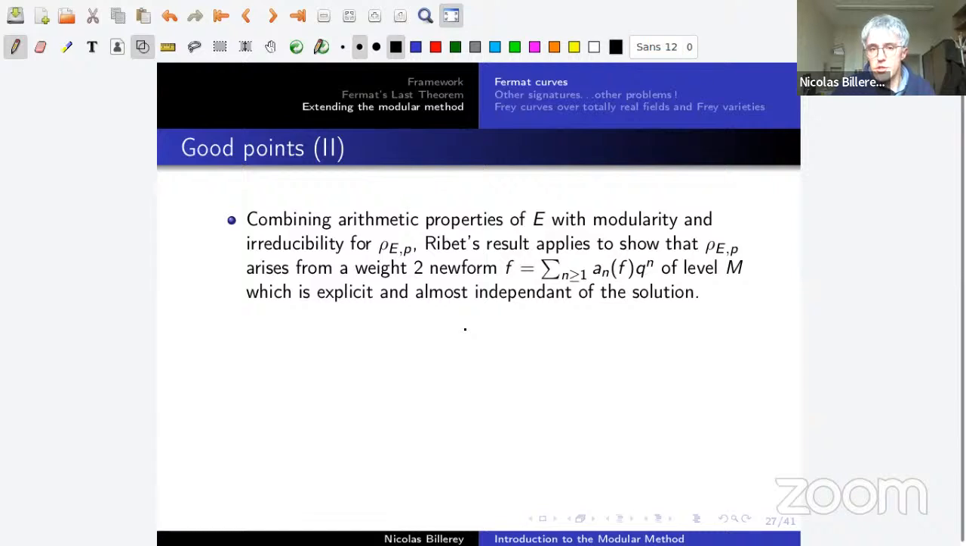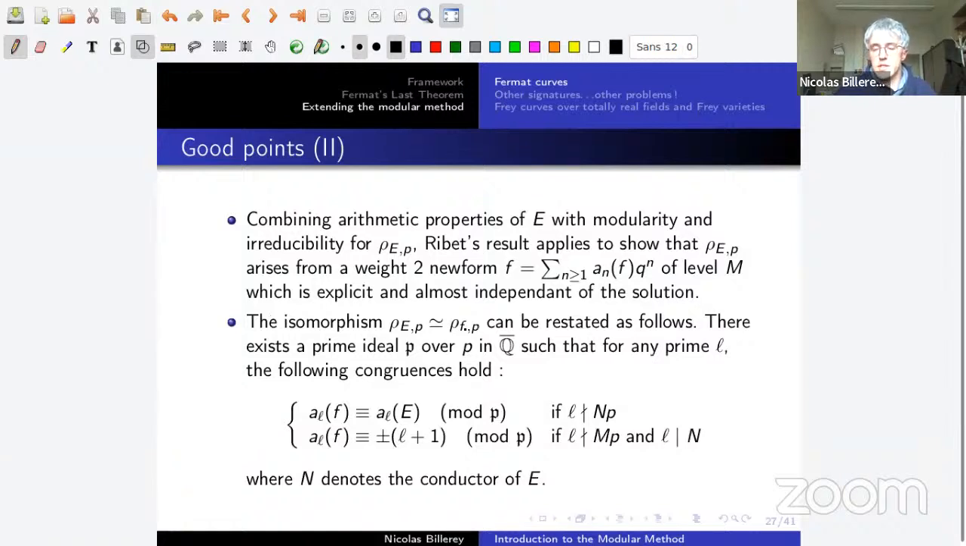And again, using arithmetic properties of this Frey curve, which is slightly more general than those that I have listed for the original Frey curve, you see that you can apply Ribet's result, and so you can lower the level. And so what you get at the end of the day is that there exists a certain modular form F of weight two and some level M, which is explicit and doesn't depend on the solution anymore. It might happen, and we'll see an example in a few minutes, that M belongs to a finite list of integers, but this list is finite and explicit. So you have a finite collection of newforms that can show up at the end, with the property that the mod P representation attached to your Frey curve is isomorphic to the mod P representation attached to F.